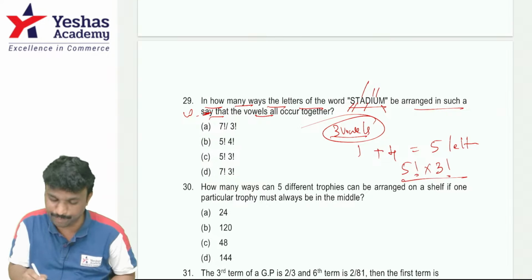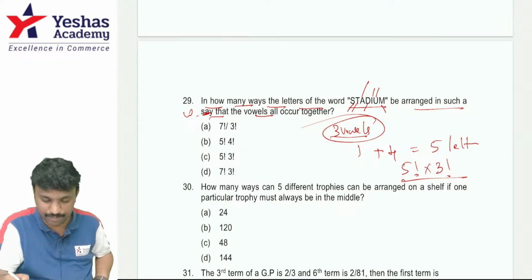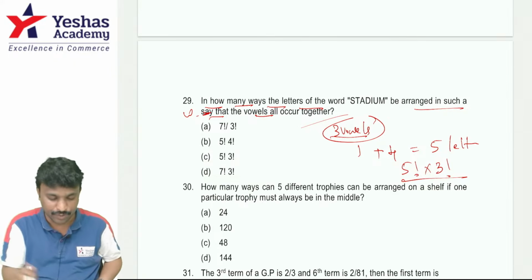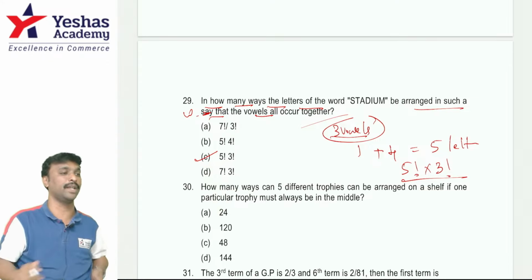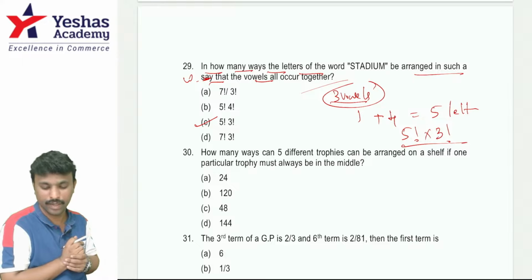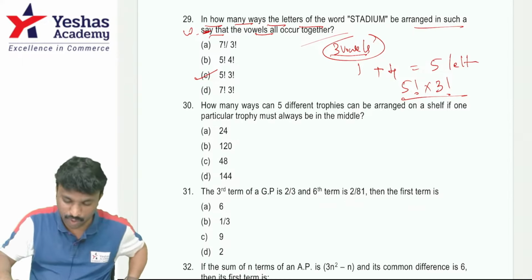Now, you have to take care of repeated letters. In the word STADIUM, there is no letter which is repeated. Therefore, nothing needs to be divided. So, 5 factorial into 3 factorial is the answer. Option C. Have you understood? Is that clear? Right. Moving on to the next question.